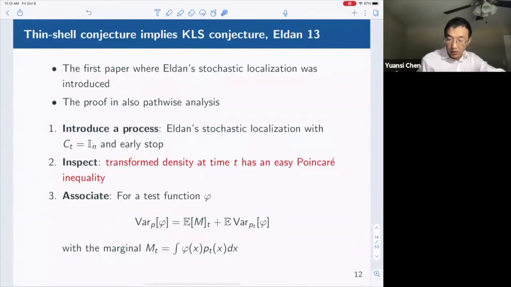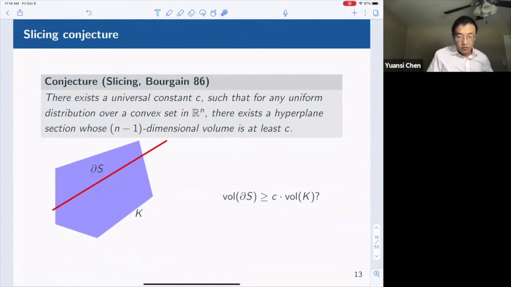There's also another very famous conjecture, earlier than the KLS conjecture, Bourgain's slicing conjecture. It says that for any uniform distribution over a convex set, there exists a hyperplane section whose volume is at least a universal constant c. Here you don't constrain the set to be isotropic, it's just any convex set. It cannot be very thin in all directions. You can find one direction where its section is very small, but it cannot be small in every direction. As long as the volume is of order one, the hyperplane sections cannot all be very small compared to the volume.